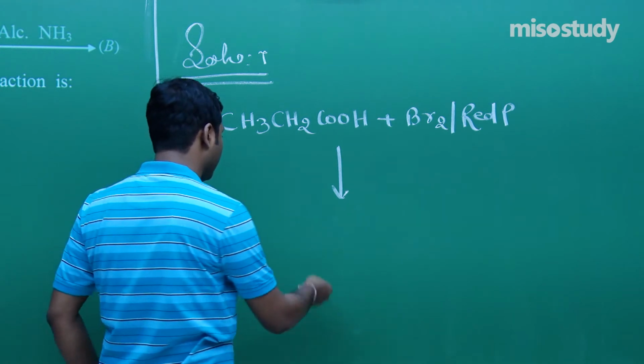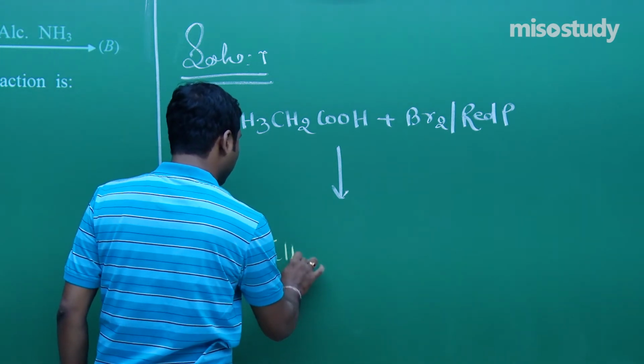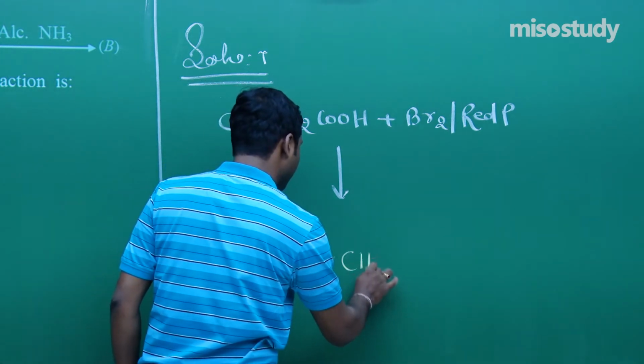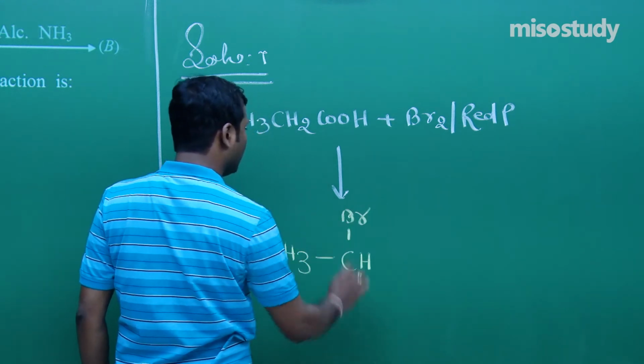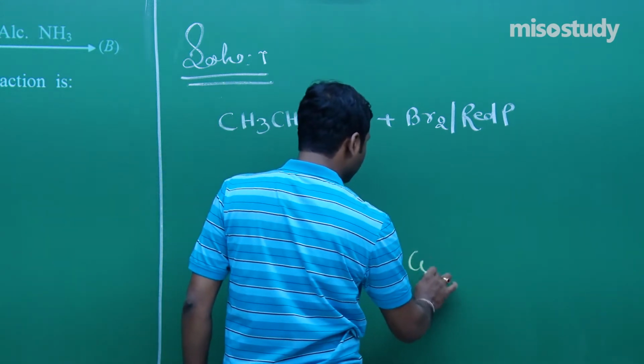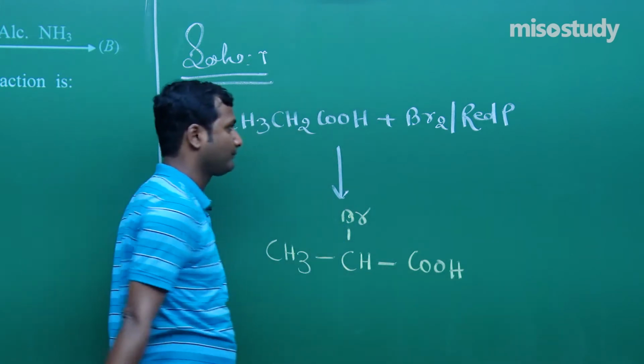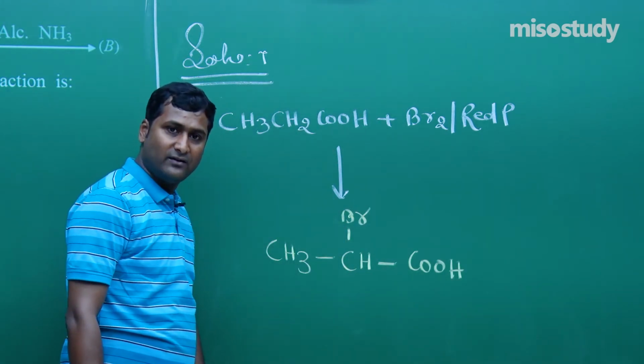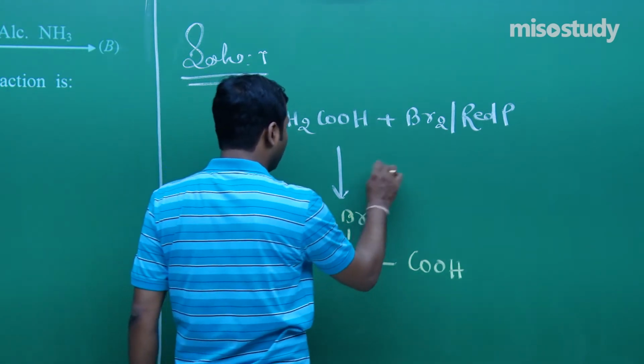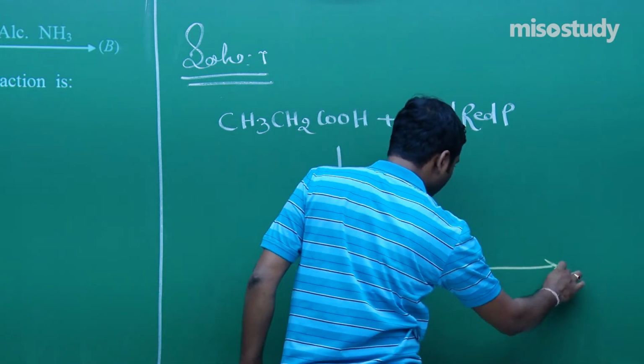So the first product is CH3CHBrCOOH. Am I right, friend? And the byproduct is HBr. We do not need to write this.